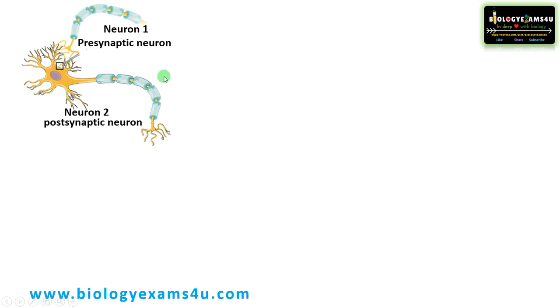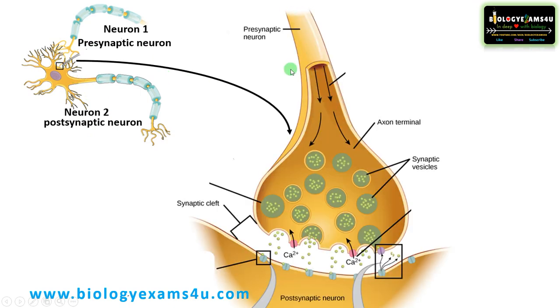Now let us zoom in on this synapse. So this is the synapse. This is the presynaptic neuron and this is the postsynaptic neuron. This is the axon terminal with many vesicles that contain neurotransmitters. Then, as you see, the gap between the neurons is called the synaptic cleft or synaptic gap. Most synapses are chemical. Synapses communicate using chemical messengers. Sometimes there can be electrical synapses also.